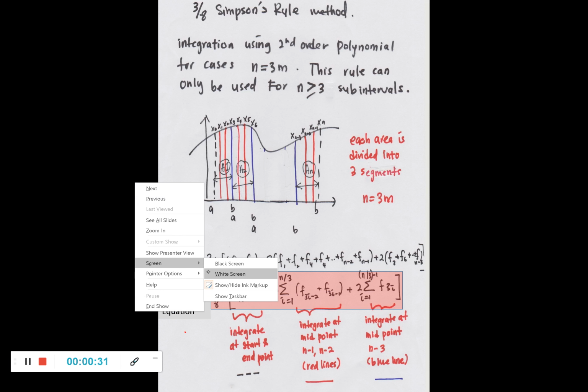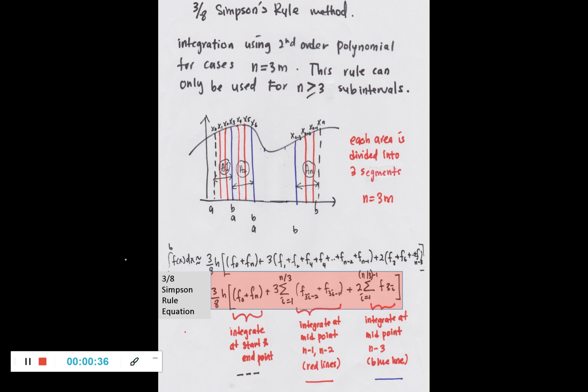Sekejap ya, saya buka pointer. Okay, kalau di dalam 1/3 Simpson rule formula, setiap satu segmen you akan divide kepada dua, kan? So dua bahagian, iaitu you akan ada satu titik tengah. Tapi jika menggunakan 3/8 formula, setiap satu segmen ni you akan bahagi kepada tiga bahagian.